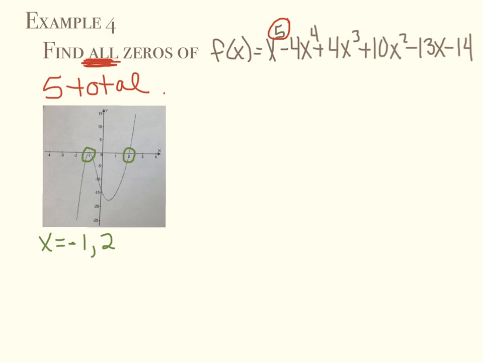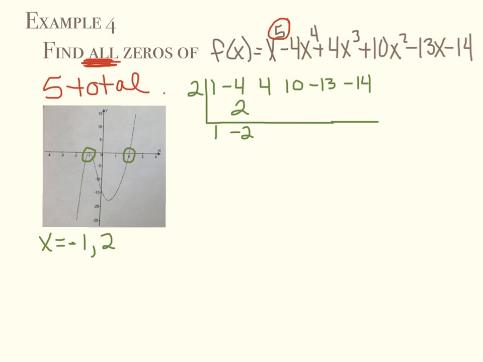And I'm going to do my synthetic division. We want to divide 2 into the polynomial, so we bring down the 1, times 2 is 2, minus 4 is -2, times 2 is -4, plus 4 is 0, times 2 is 0, plus 10 is 10, times 2 is 20, minus 13 is 7, times 2 is 14, minus 14 is 0. So that confirms that 2 is an actual 0.